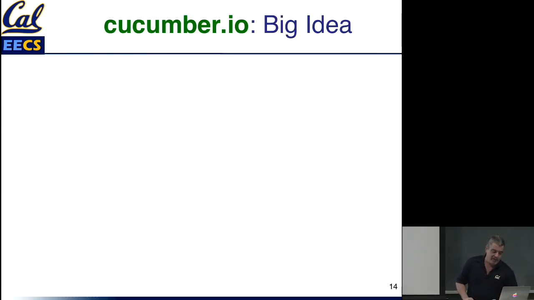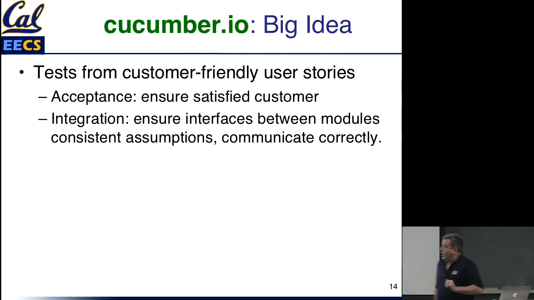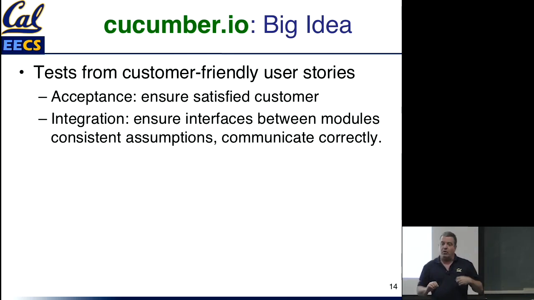So what's the big idea behind Cucumber? If you believe that these sort of 3x5 index cards plus mockups, user stories, are a reasonable way to come to agreement with the customer, because you can describe in plain language what the feature is supposed to do, you can draw simple pictures about it, then you can actually get two different kinds of tests out of that information.